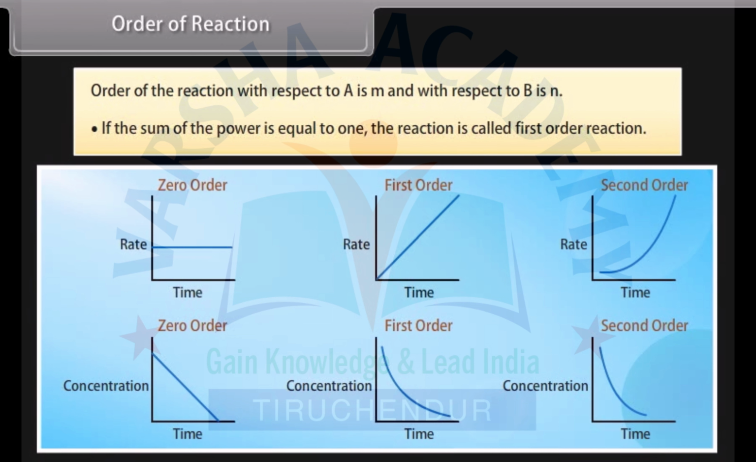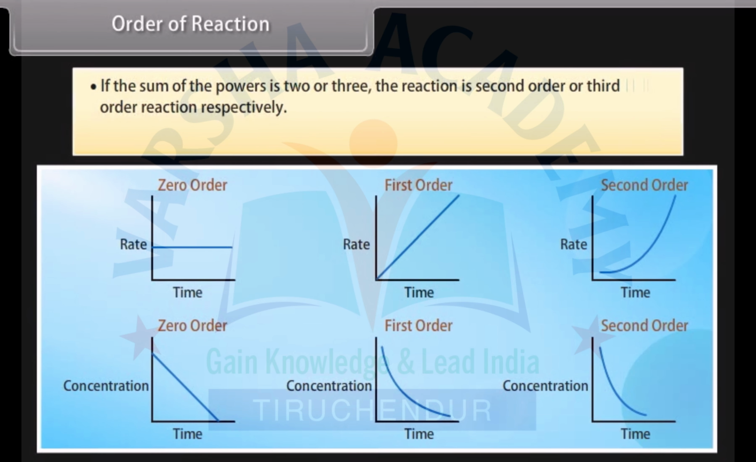If the sum of the powers is equal to 1, the reaction is called a first-order reaction. If the sum of the powers is 2 or 3, the reaction is a second-order or third-order reaction respectively. The order of a reaction can also be zero or fractional.